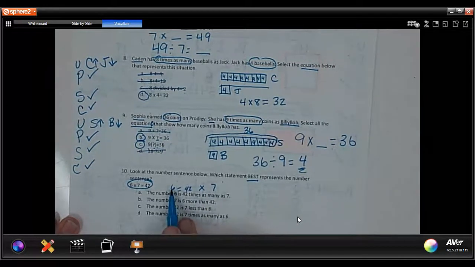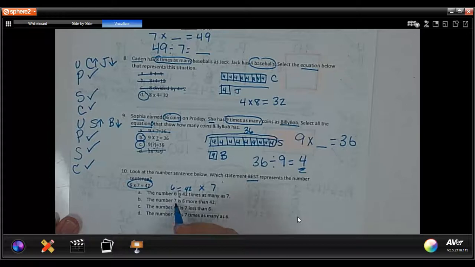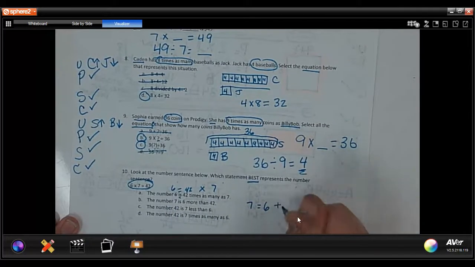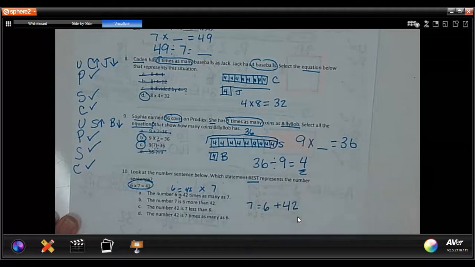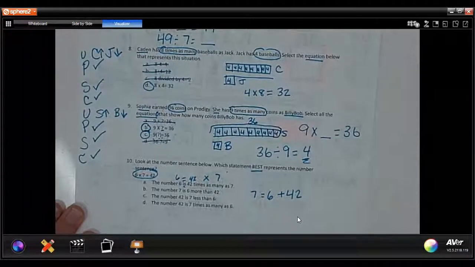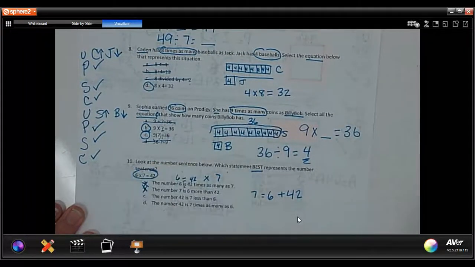Let's see if this looks right. 6 equals 42 times 7. No, 6 definitely doesn't equal 42 times 7. So make sure you remember is means equal, times as many means times. So you could write those equations out to see if they make sense. Next one. 7 is, which means equal, 6 more than means plus 42. That doesn't make any sense either. 6 equals 7 equals 6 plus 42. Nope, definitely not that one either.